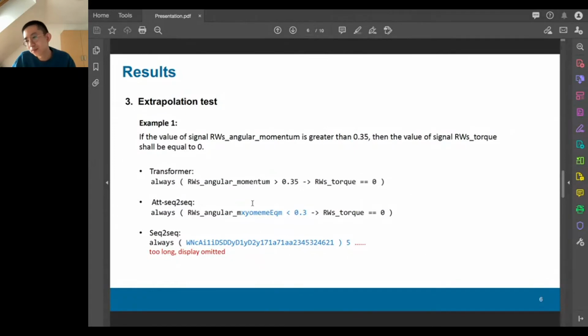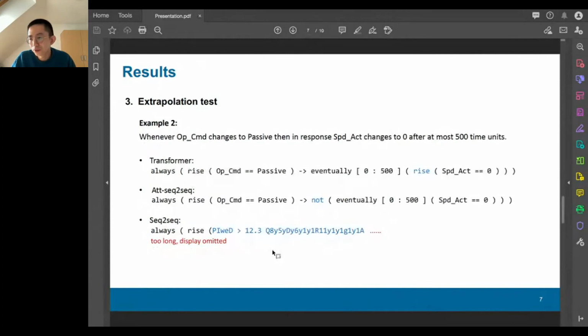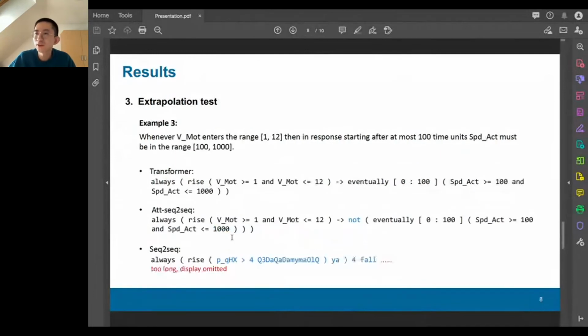In the first example, we can see transformer translates correctly, while the attention model fails to copy the identifier and the number and even mistranslates the greater than into smaller. The seq-to-seq model fails to translate anything. In example 2, transformer tends to add an additional keyword called rise, while attention model would also reverse the meaning again. Still, seq-to-seq performs very badly. So for the third example, transformer translates correctly while attention makes the same mistake.